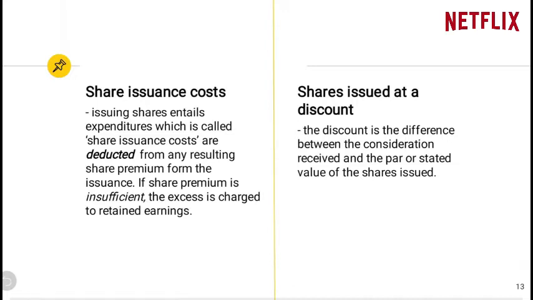So kapag nag-issue tayo ng journal entry at a discount, see to it that the journal entry is to debit cash and discount on share capital, and then credit share capital, which is always at par. So, yung discount on share capital is treated as contra equity account, meaning kailangan mo siyang ibawas sa total shareholders equity.